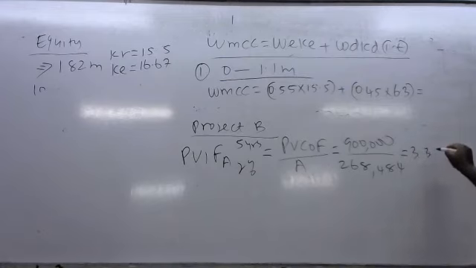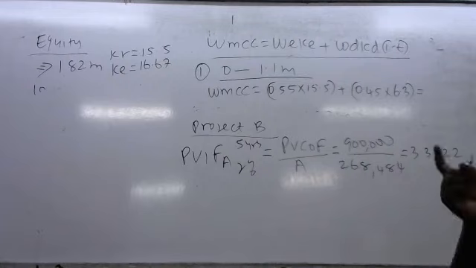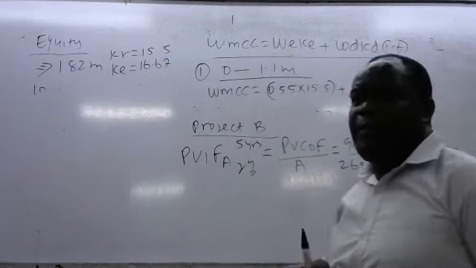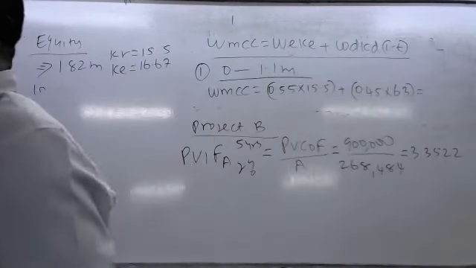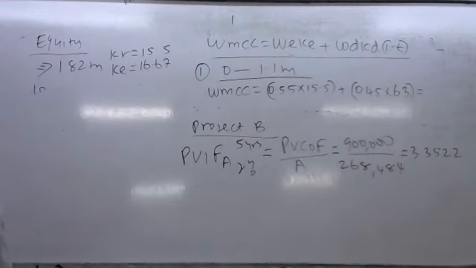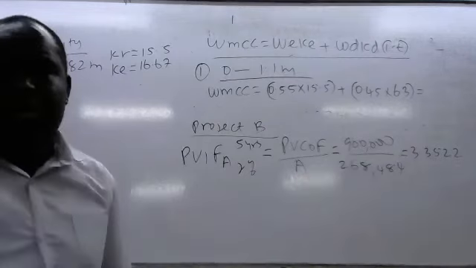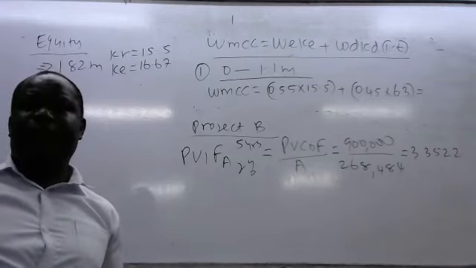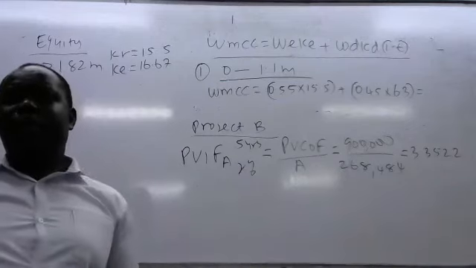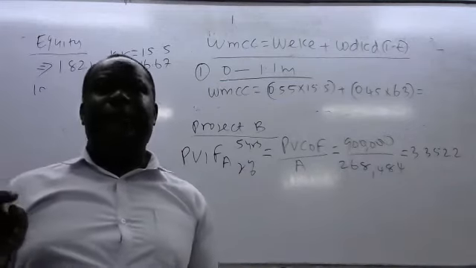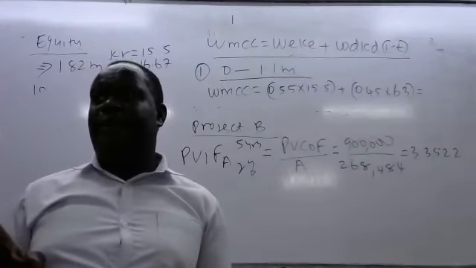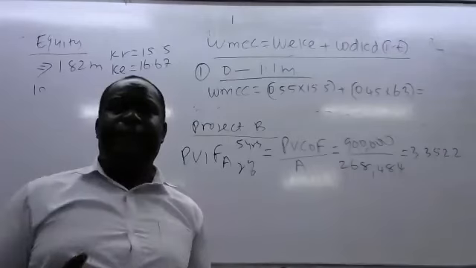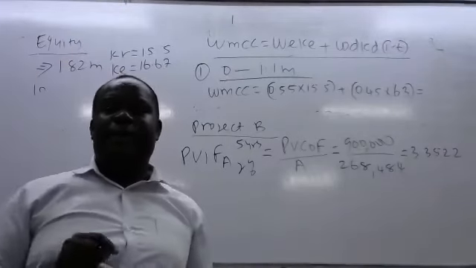3.3522, like that. Yeah, so I want you to go to the annuity table. The annuity table is the second table. Go to the present value tables, check in the second table, go to period 5, and move across in period 5 until you get the figure we have calculated. Then check up. It falls under what percent?